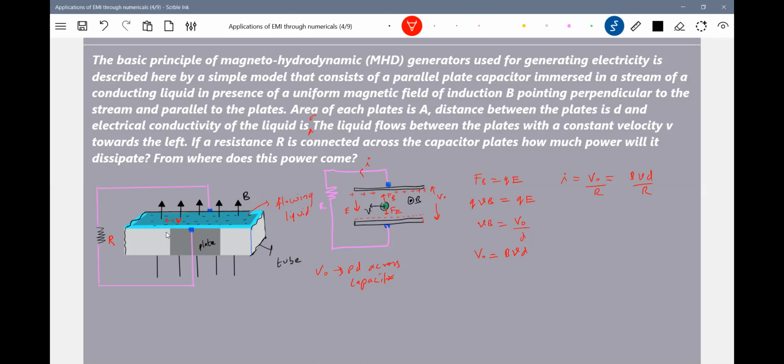The liquid flows between the plates with a constant velocity. So even the liquid will offer some resistance. Therefore, the total resistance should be the external resistance R plus that of the liquid. But we don't know the resistance of that liquid. Anybody?